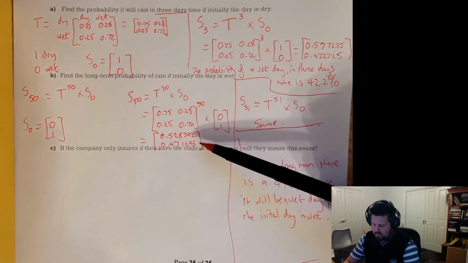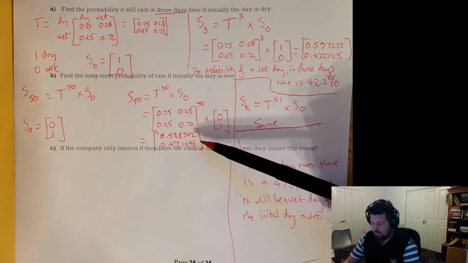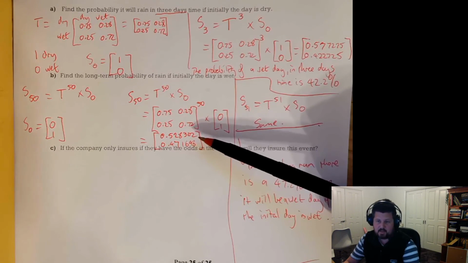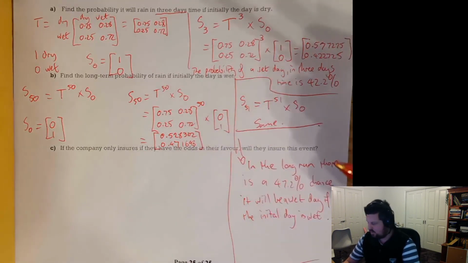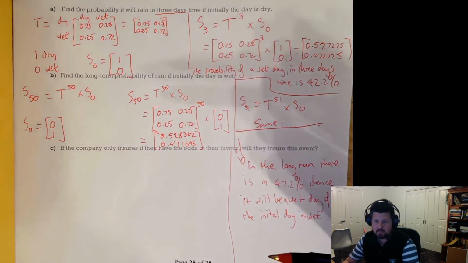So when we talk about whether the insurance company's got the odds in their favour, it's more likely to be dry than it is to be wet. So it is in their favour. So they would insure it in this particular case.